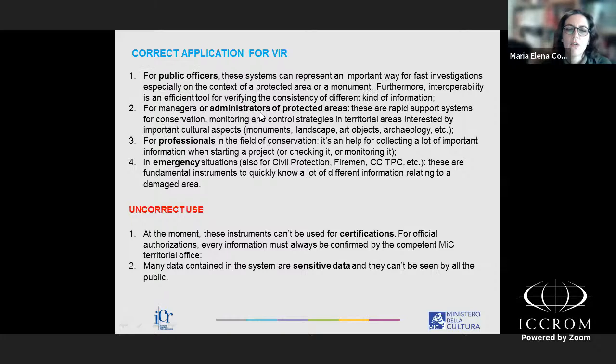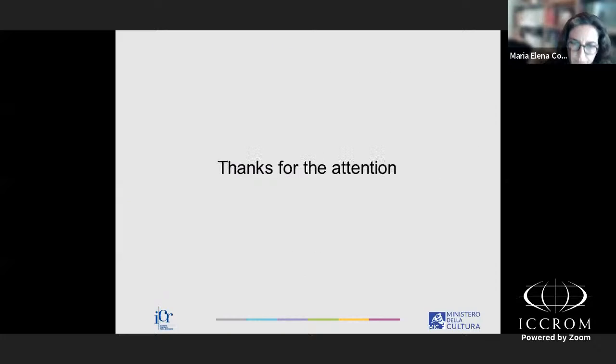For managers of areas, these are rapid support systems for conservation, monitoring and control strategies. For professionals, it's a help for collecting a lot of important information when starting a project. And in emergency situations, for civil protection, firemen, carabinieri, these are fundamental instruments to quickly know a lot of different information relating to a damaged area.